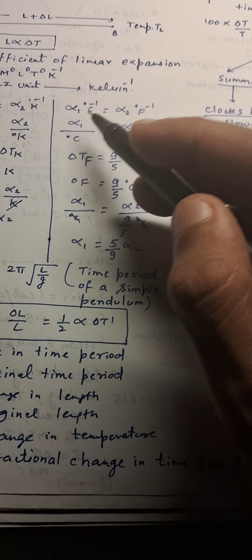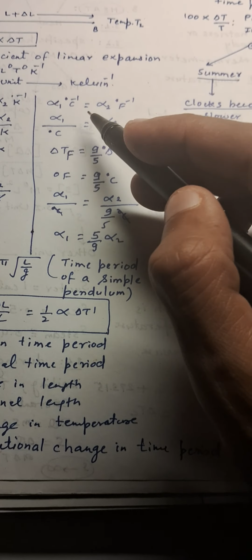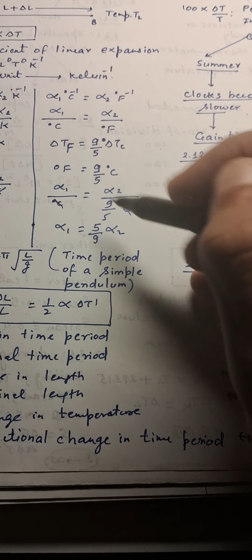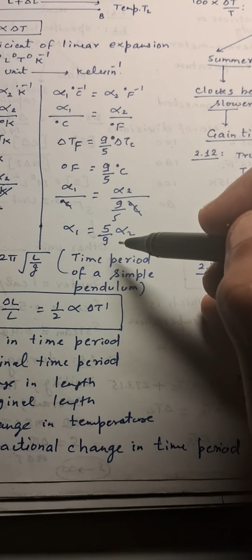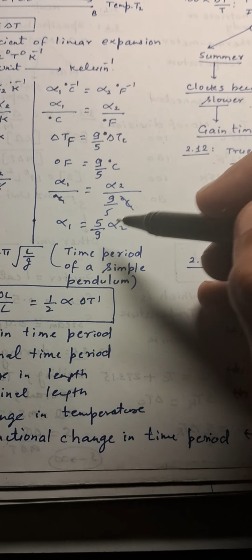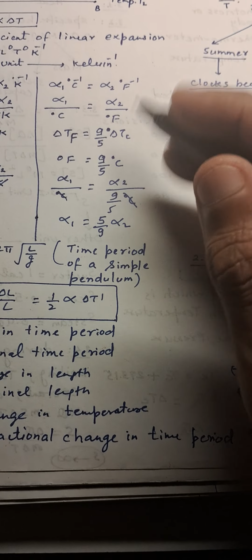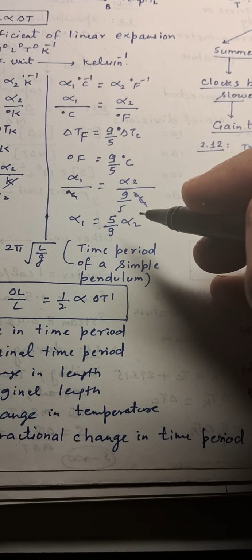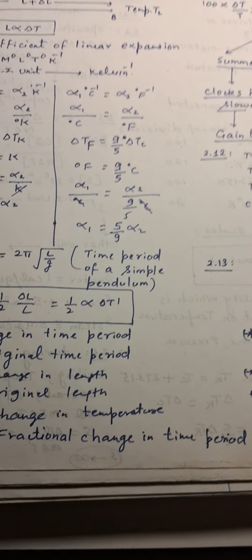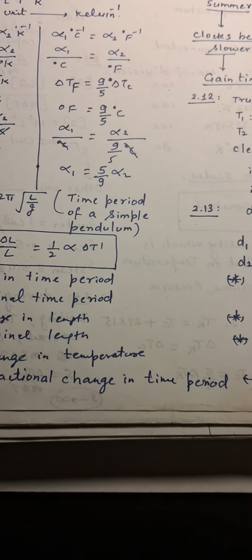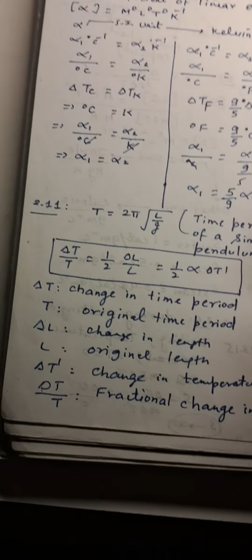In another interesting question, if we are asked to find the same relation in centigrade and Fahrenheit, we know that delta TF is equal to 9 by 5 delta TC. So from here we can analyze that alpha 1 is equal to 5 by 9 times alpha 2. So this is the relation over here. This is an analogy which can be drawn.